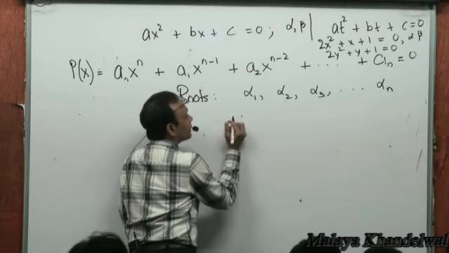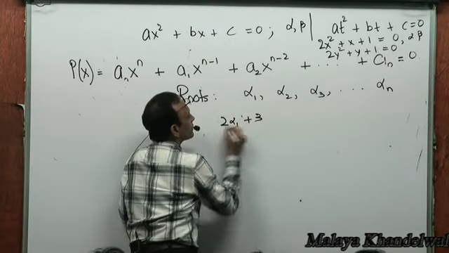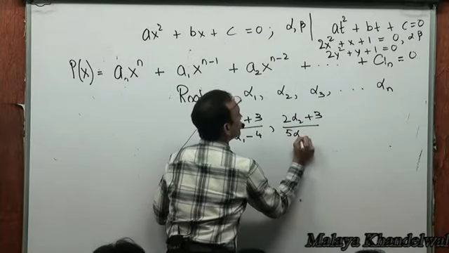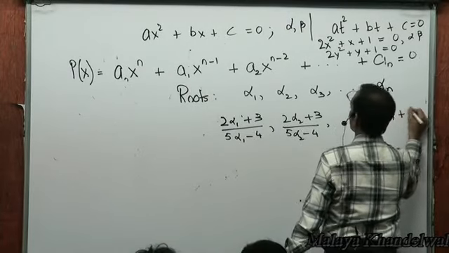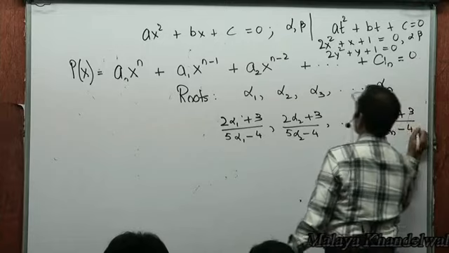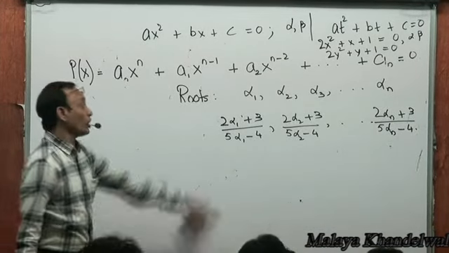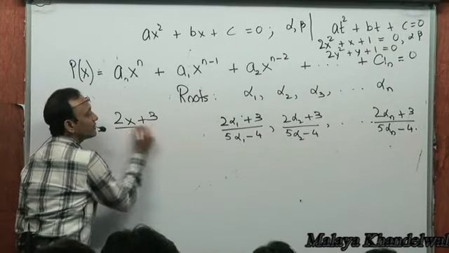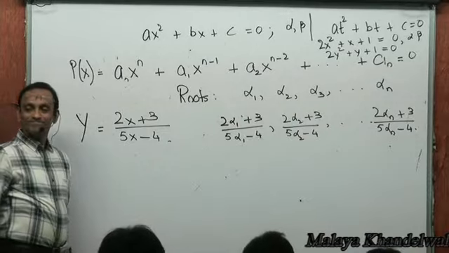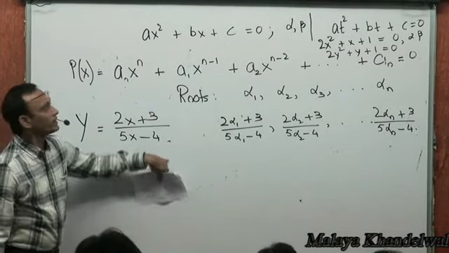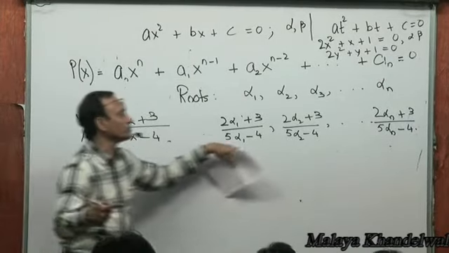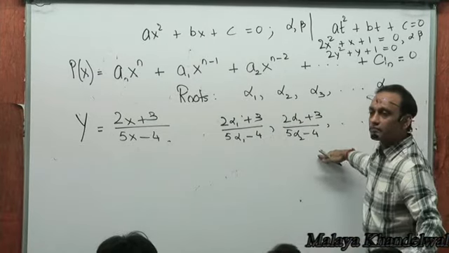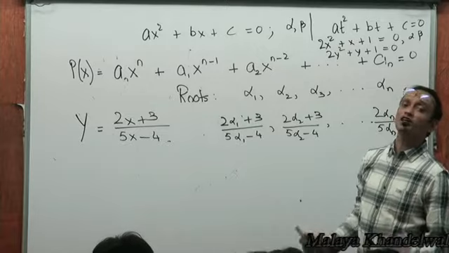Suppose I want a polynomial whose roots are 2 alpha 1 plus 3 by 5 alpha 1 minus 4, 2 alpha 2 plus 3 by 5 alpha 2 minus 4, 2 alpha n plus 3 by 5 alpha n minus 4. Suppose I want a polynomial whose roots are these. Then what's the transformation that I'll create? y equal to 2x plus 3 by 5x minus 4. You can solve for x in terms of y, write this polynomial in terms of y, and the various values of y that you would get would be these. Now if you replace those y's by x's, then the various values of x that you would get would be these. How about it? You understand this business of transformation then? Very good.